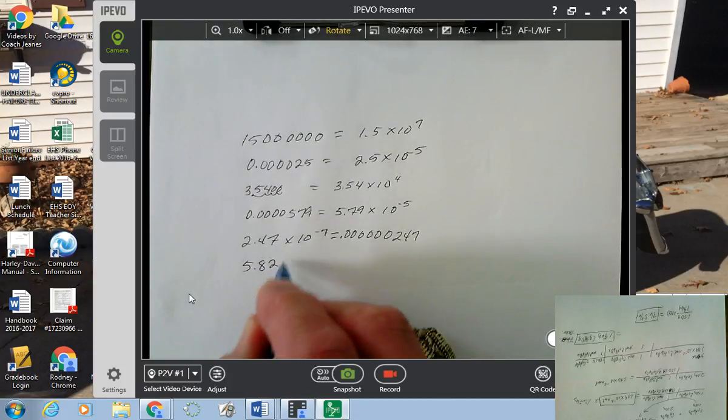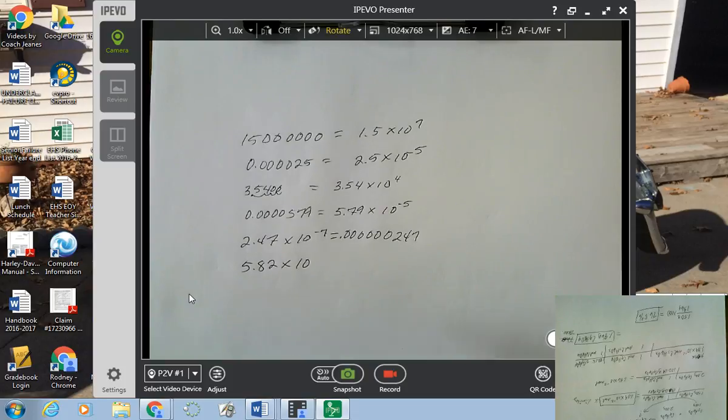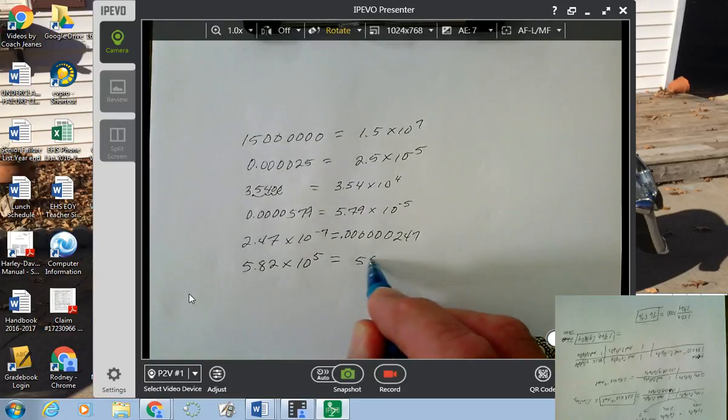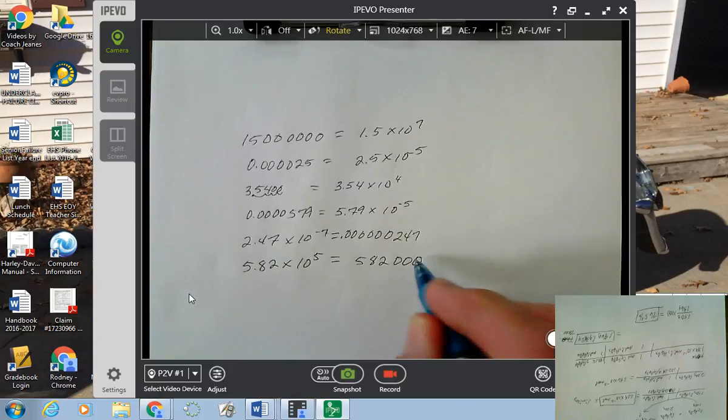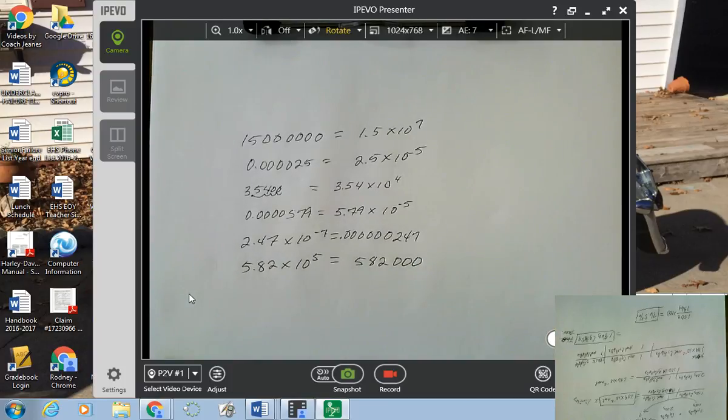Then we have 5.82 times 10 to the 5th power. And so this time, what is this going to be, a small number or a large number? That's right, it's going to be a large number because the power of 10 is positive. So we're going to have 582, and then we need to move the decimal place over 5 places. So that means I need to add 3 zeros. And so that's pretty much it there. Hopefully that is just a review for you, okay?